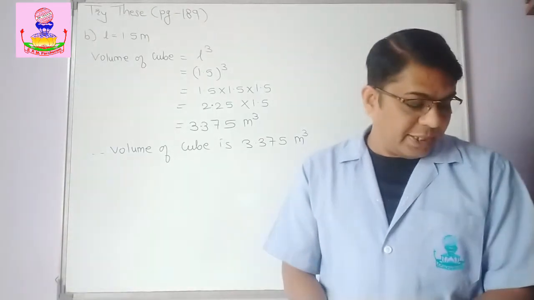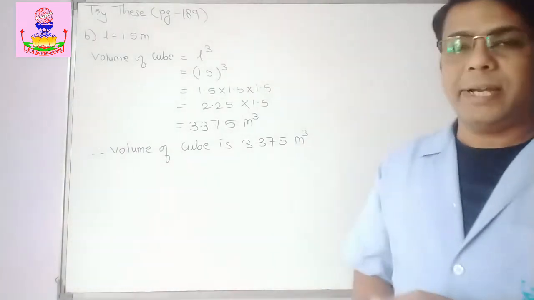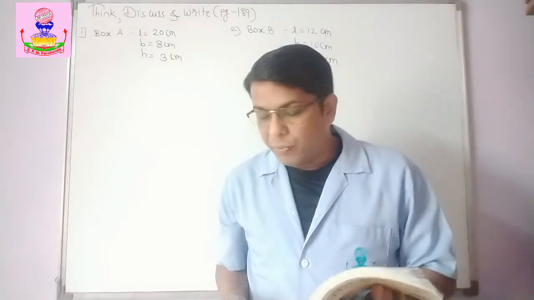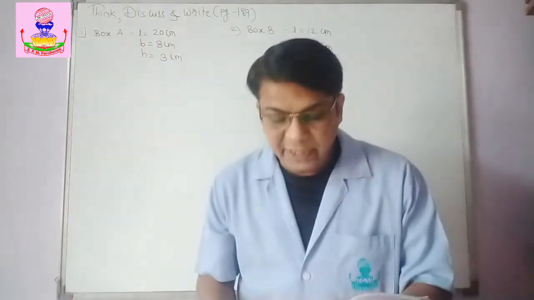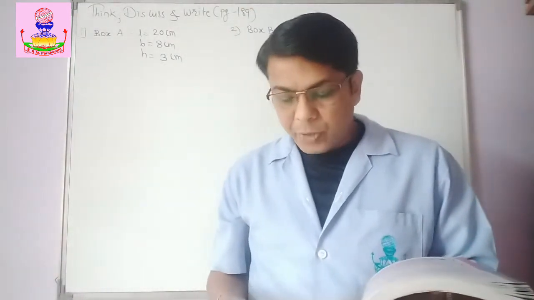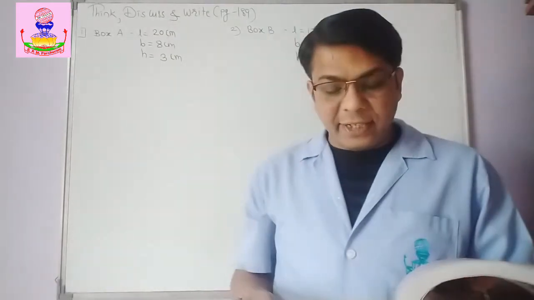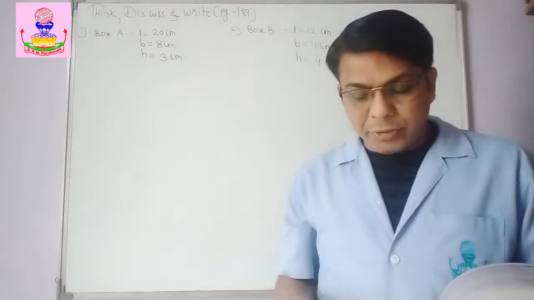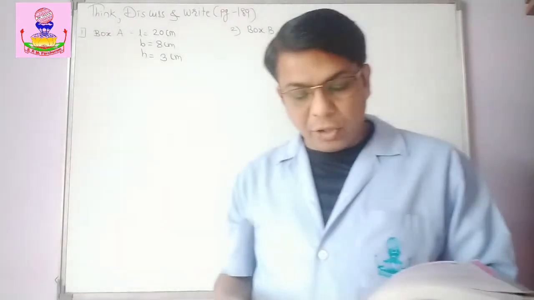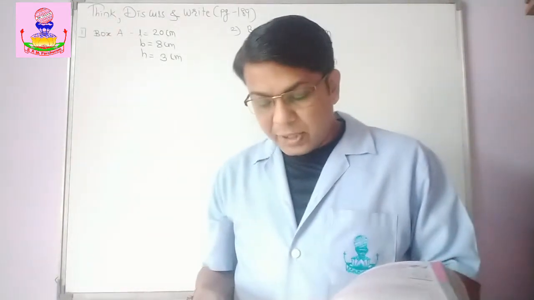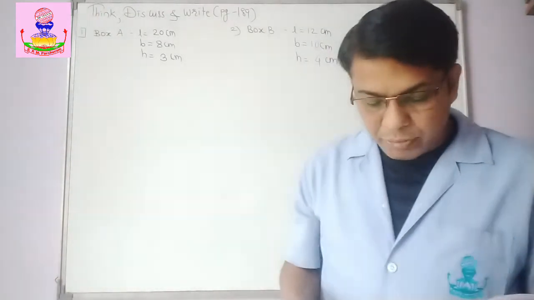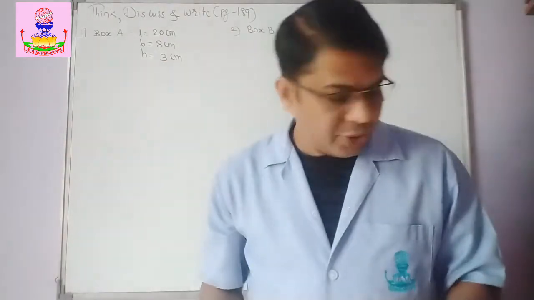Okay. Then next page 189, think, discuss and write. Now see, think, discuss and write on page number 189. A company sells biscuits. For packing purpose they are using cuboidal boxes. Box A 3 cm into 8 cm into 20 cm. Box B 4 cm into 12 cm into 10 cm. What size of the box will be economical for the company? Why? Can you suggest any other size, dimensions, which has the same volume but is more economical than these?